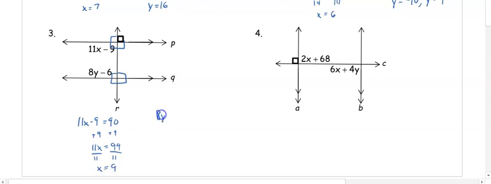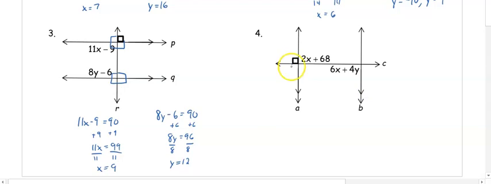We also have 8y minus 6 equals 90. We can add 6 to both sides. 8y is equal to 96. Then we can divide both sides by 8. So y equals 12. In number 4, we see A is parallel to B because they have the extra arrow.